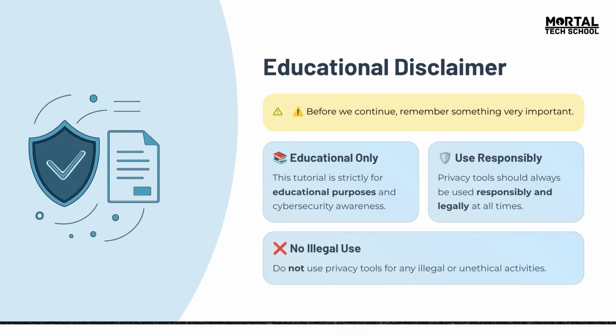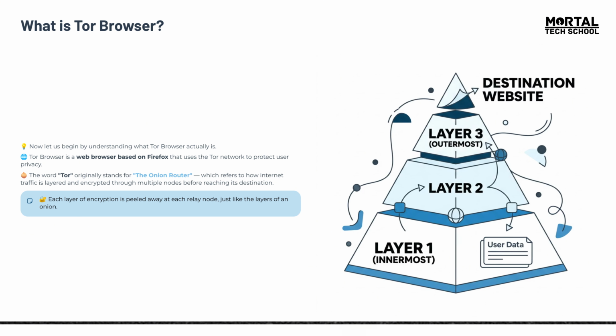Now let us begin by understanding what Tor Browser actually is. Tor Browser is a web browser based on Mozilla Firefox that uses the Tor network to protect user privacy. The word Tor originally stands for The Onion Router, which refers to how internet traffic is layered and encrypted through multiple nodes before reaching its destination.